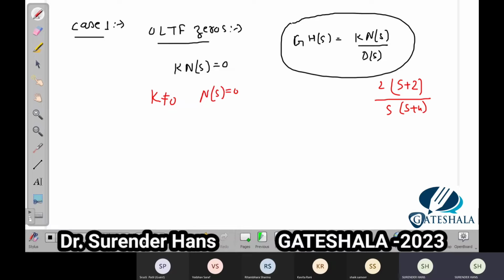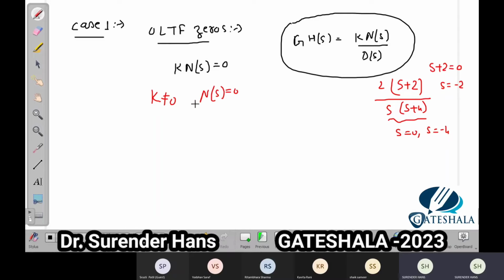So if I put s+2 is equal to 0, one zero is at minus 2. Poles, I should put the denominator equal to 0, so s is equal to 0 and s is equal to minus 4. These are my poles. That is very simple. If I put numerator equal to 0, that gives me the zeros. If I put denominator equal to 0, that gives me the poles. Clear?